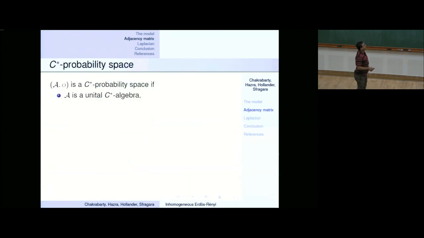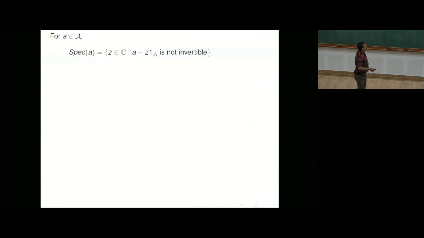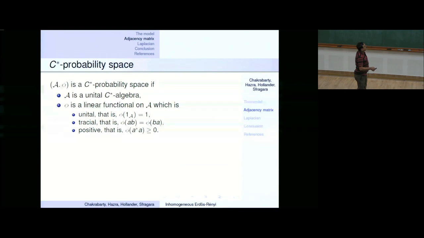So I start with a C star probability space. So a C star probability space is a unital C star algebra. That is, it has a multiplicative identity, and a function phi which is linear on A, and it is unital, that is, it maps the multiplicative identity to 1. It is tracial, that is, phi of AB is phi of BA, and it's positive, that is, phi of A star A is greater than or equal to 0. An element of A is called positive if it's of this form, A star A.